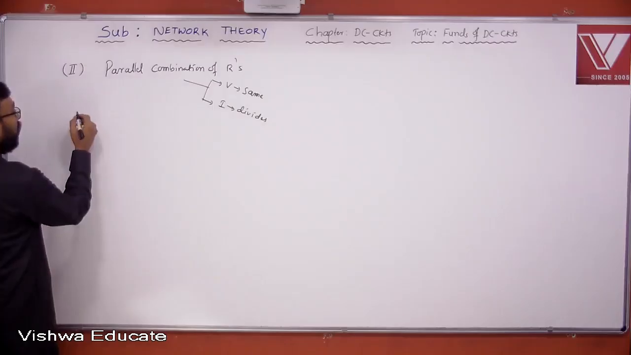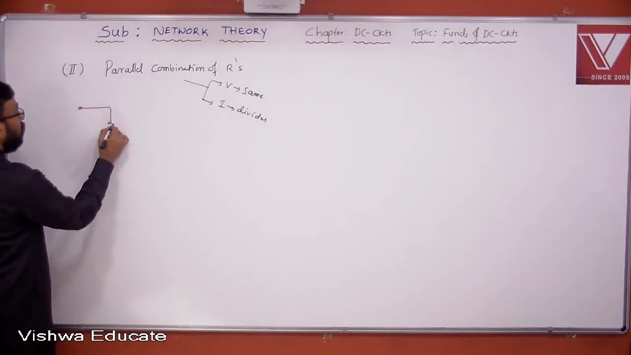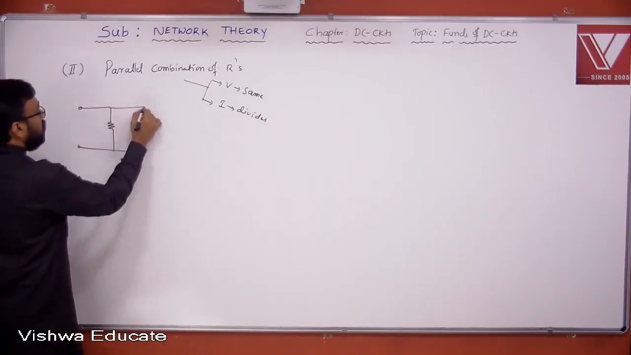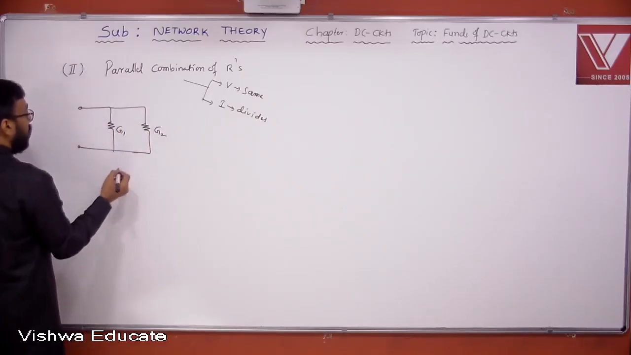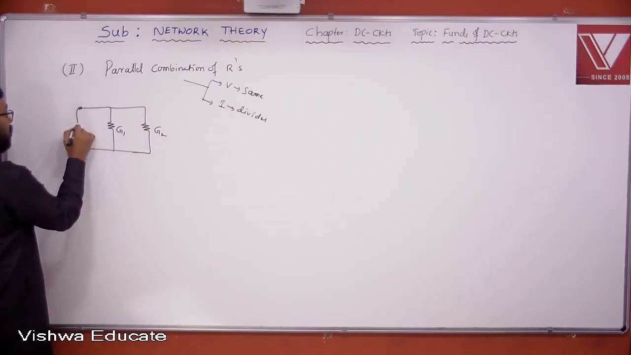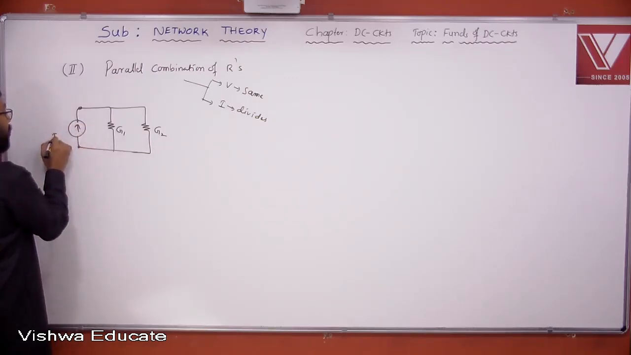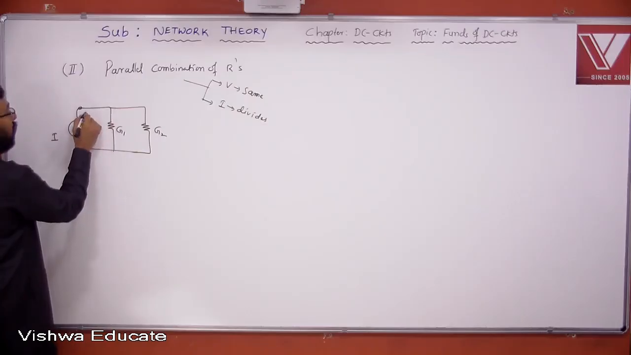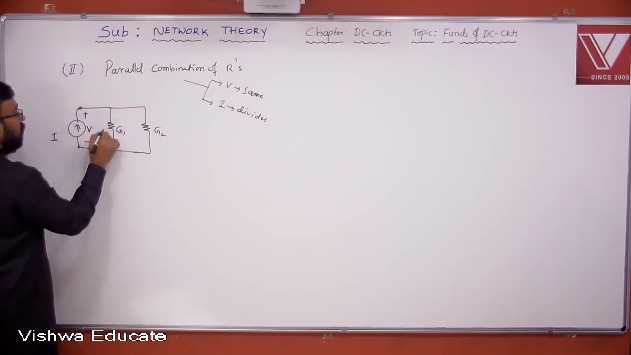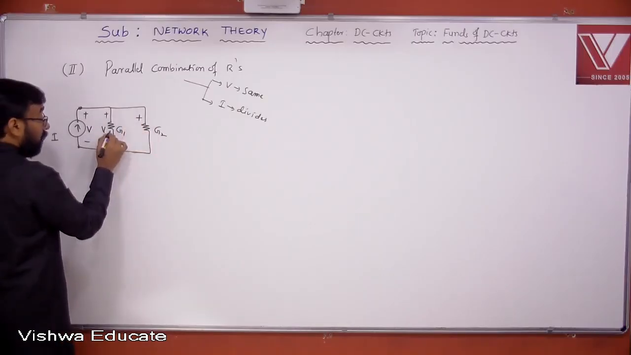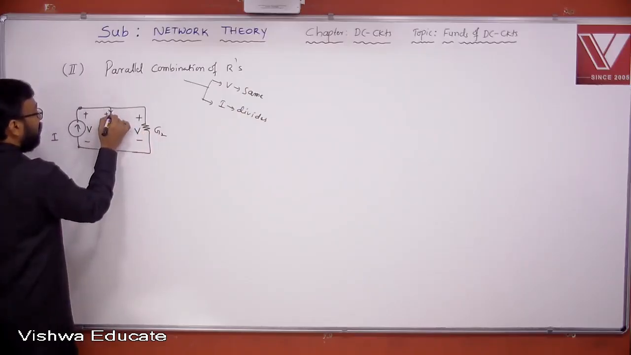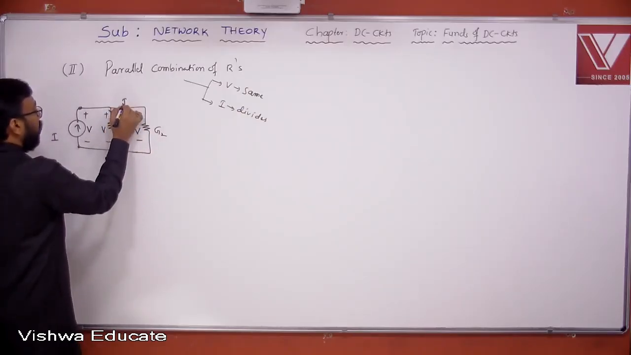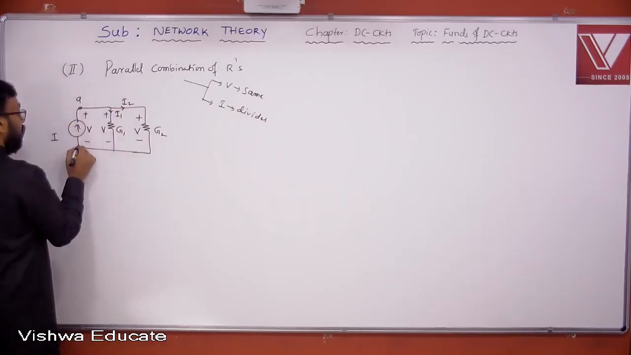Now, I'm giving you two resistors connected in parallel. This is G1 and this is G2. You know that conductance is nothing but the reciprocal of resistance. Say this is some current I. If the total voltage is V across the source, then voltage across this particular element is also V, and the voltage across this element is also V. And current gets divided here, I1 and I2. Let us say this is A and B.